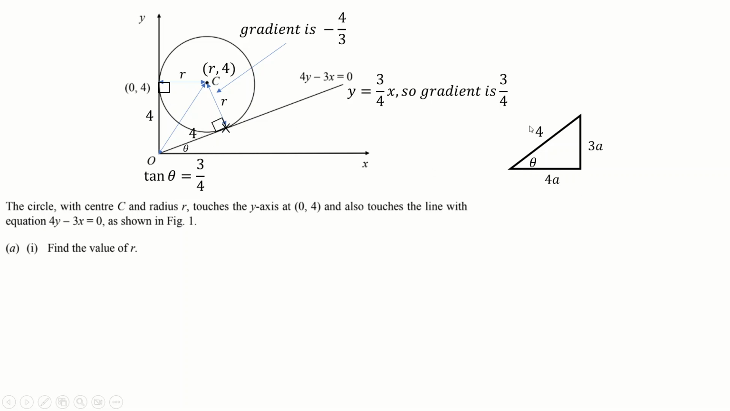3a squared plus 4a squared is 4 squared. That's 9, that's 16, so they make 25. Divide by 25 and square root. You get a as 4/5, which means this length is 3 times 4/5, which is 12/5.